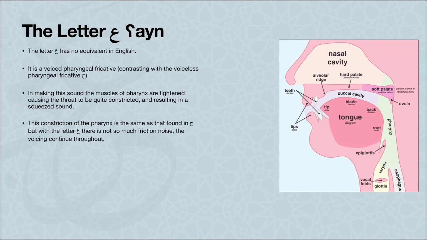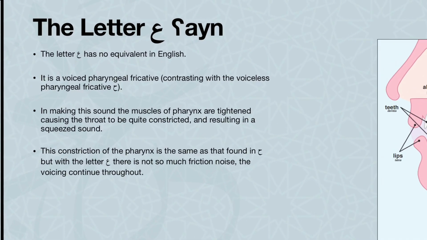So the letter Ain is basically, it says that it has no equivalent in English, which is correct. I don't think there are other non-Semitic languages that have that sound in its phonemic arsenal. But to jump into the definition, it's a voiced pharyngeal fricative. And what do we mean by all that?